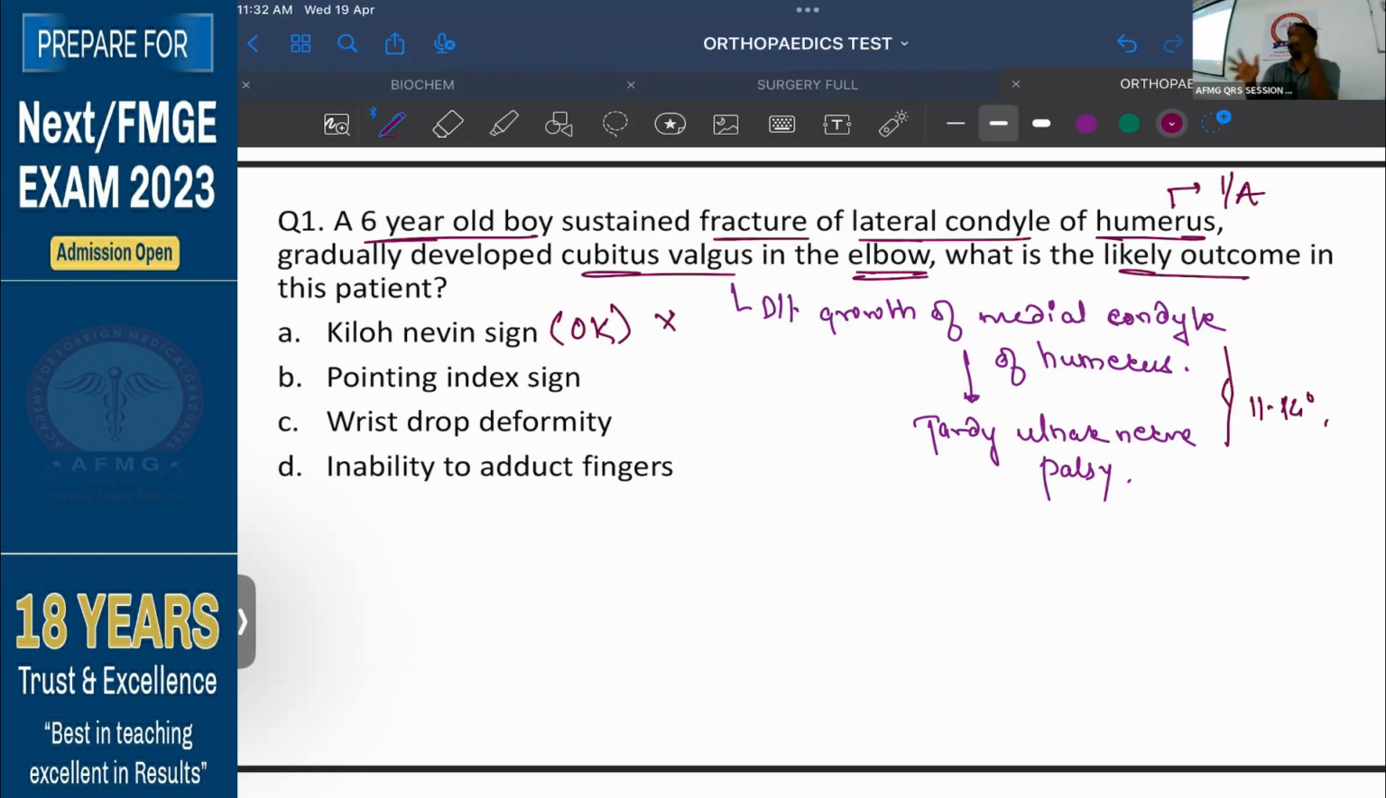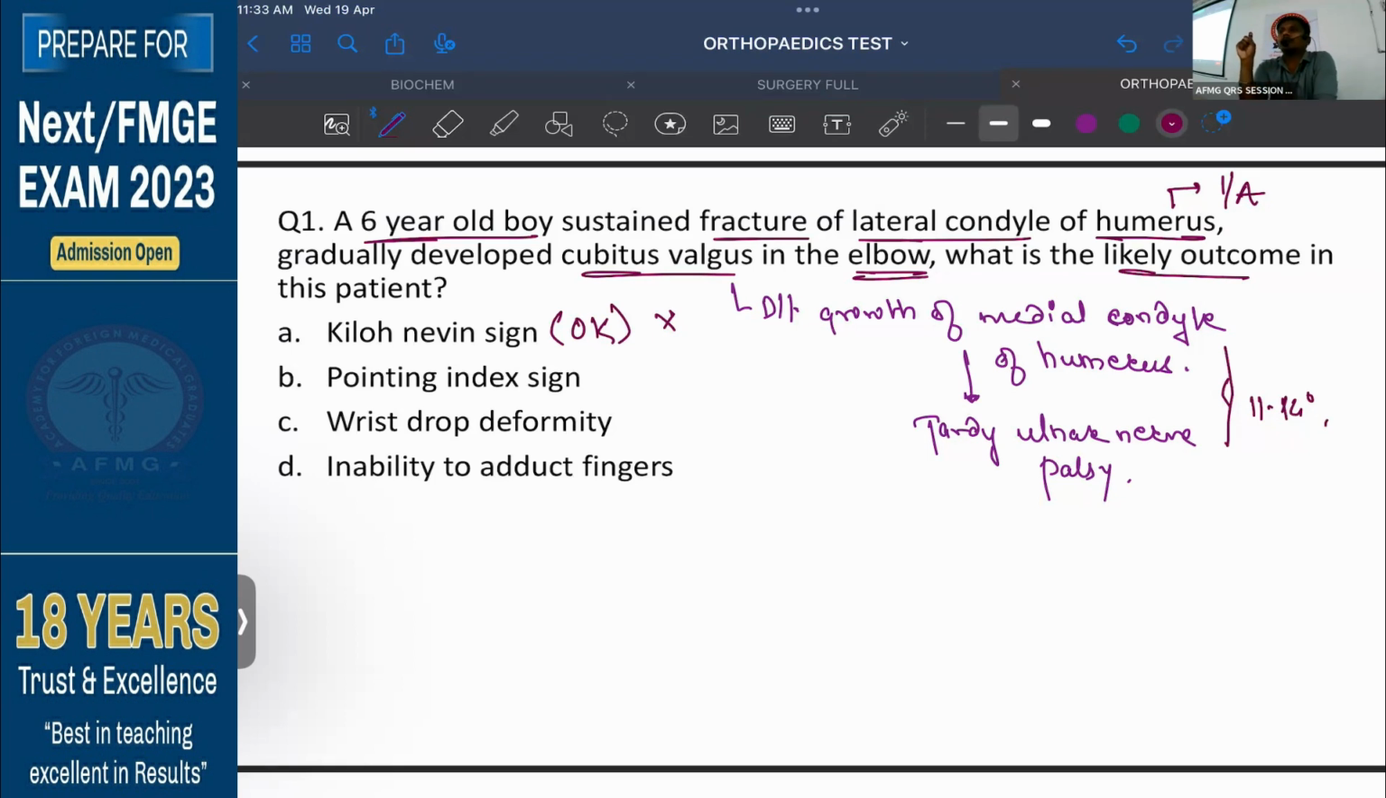Option B says pointing index sign, also known as Ochsner clasp test. So you ask the patient to make a fist or to make a clasp, okay? But even after that, what happens on the affected side? This index finger remains prominent. It is not able to flex. Okay? This is what is called the pointing index sign. Please remember, why is this finger not able to flex?